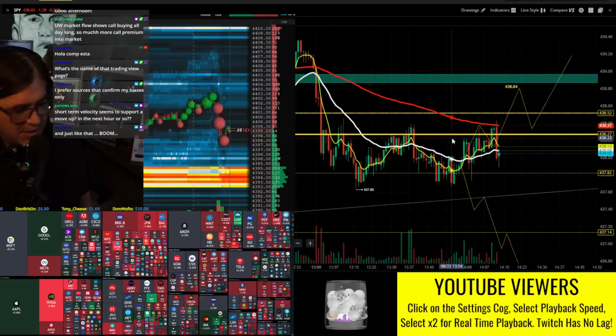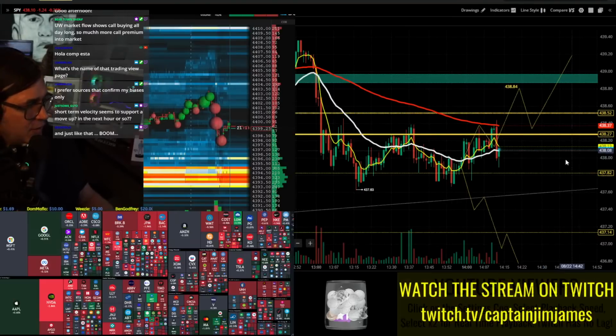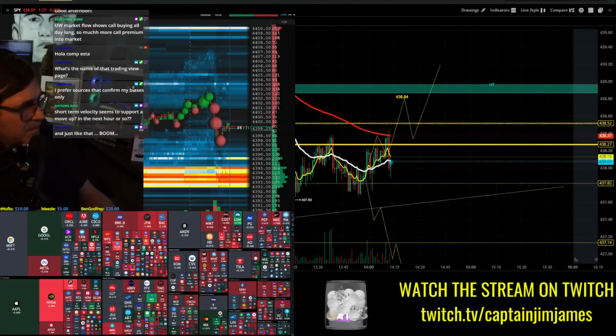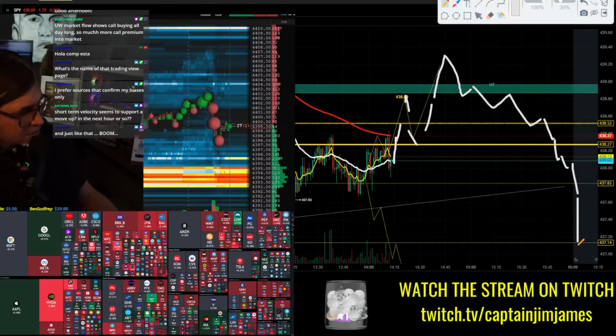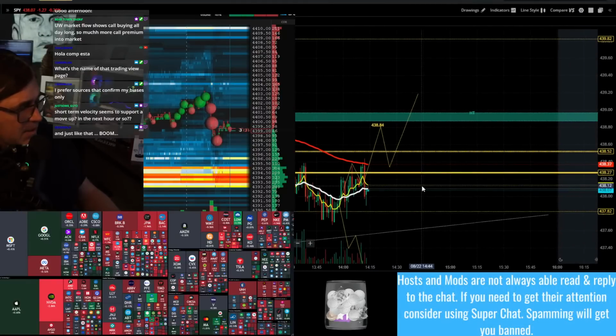Short-term velocity seems to support a move up. No, it doesn't. Short-term velocity is not bullish right now at all. I'm looking for some kind of a trade up here, and then a roll into this close here. So I'm looking for just squeezing here. Nothing bullish. Bulls need to get above for it to become bullish again.